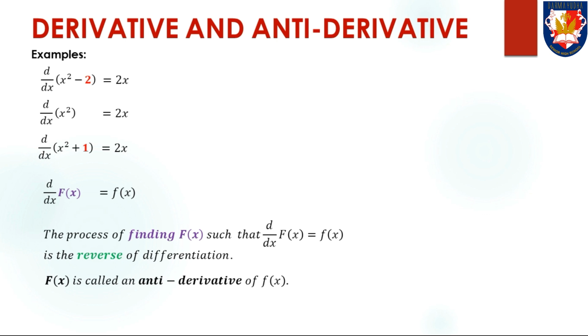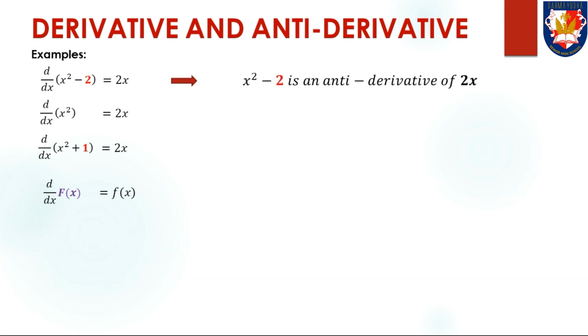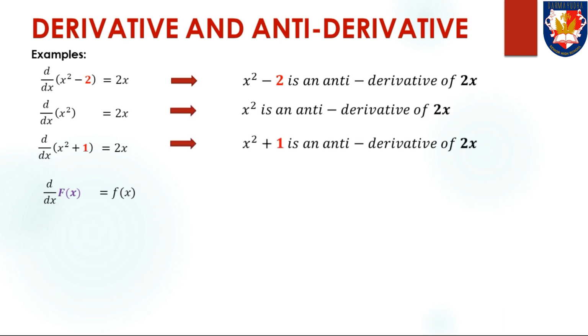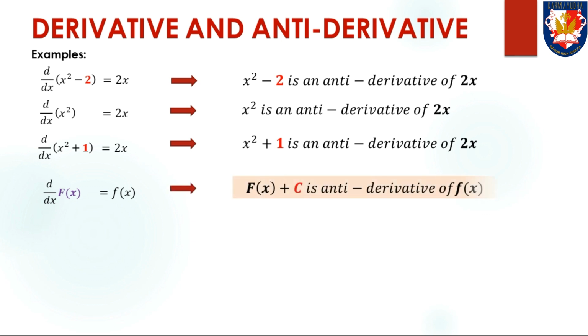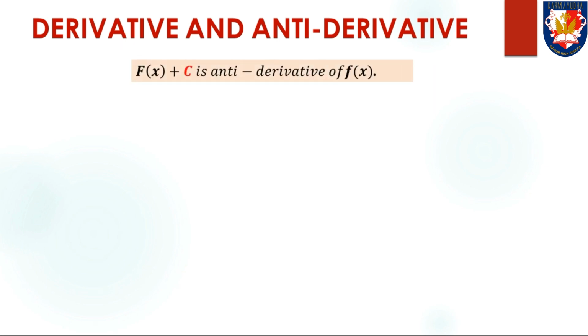Once again, look at the examples. X squared minus 2 is an antiderivative of 2x, x squared is an antiderivative of 2x, and x squared plus 1 is an antiderivative of 2x. For generalization, capital F plus c is an antiderivative of small f, where c is an arbitrary real number. Since capital F(x) plus c is an antiderivative of small f, mathematically it is written like this.